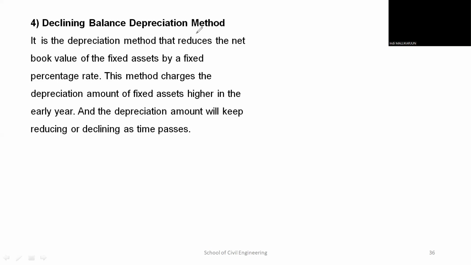Today we will start with another method of depreciation, that is the declining balance depreciation method. Here the name itself says declining balance. Depreciation means the reduction in the value of an asset, right? If you are purchasing equipment worth 1 lakh rupees, as time passes the value gets reduced, right? Whatever amount gets reduced, that is nothing but your depreciation.